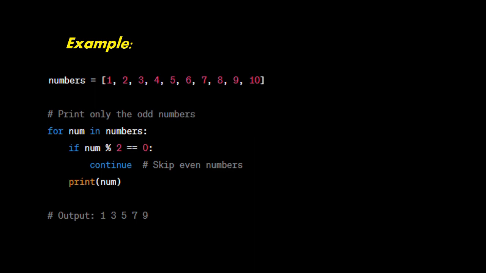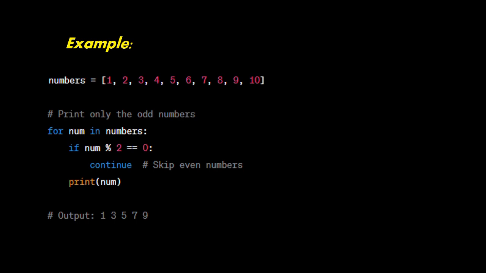Let's take a simple example of even numbers and odd numbers. We have a list of numbers from 1 to 10 and we want to print only the odd numbers from the list. To achieve this, we use a for loop to iterate over each number in the numbers list, and inside that loop we have an if statement to check if the number is divisible by 2, which means it is even.